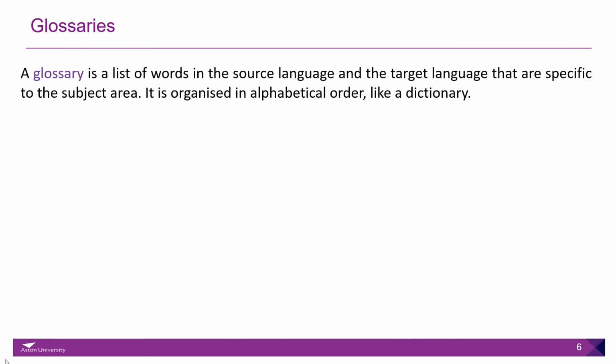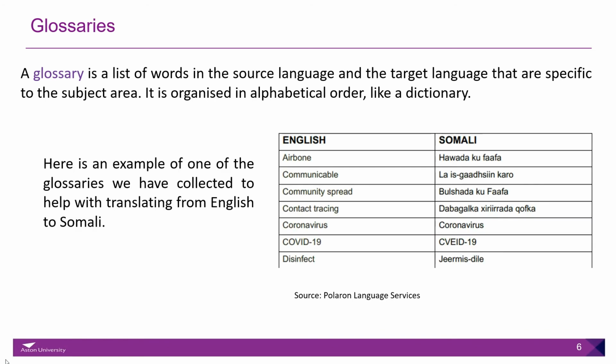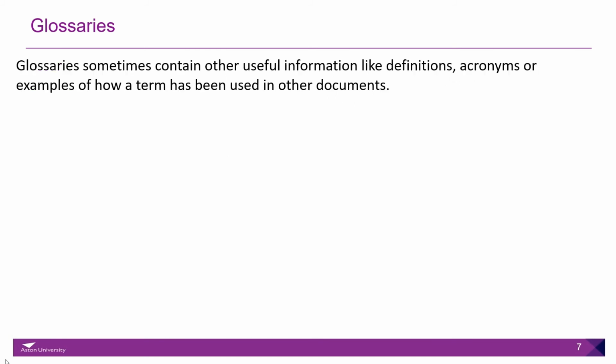A glossary is a list of words in the source language and the target language that are specific to the subject area. It is organized in alphabetical order, like a dictionary. Here is an example of one of the glossaries we have collected to help with translating from English to Somali. Glossaries sometimes contain other useful information like definitions, acronyms, or examples of how a term has been used in other documents.